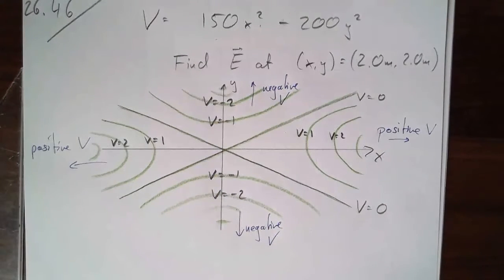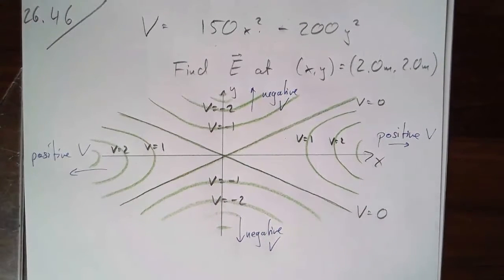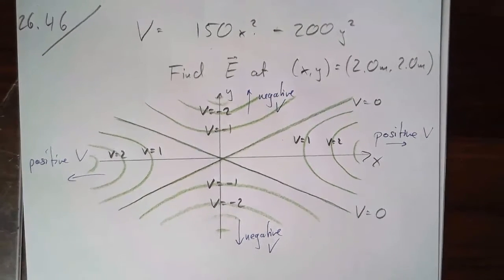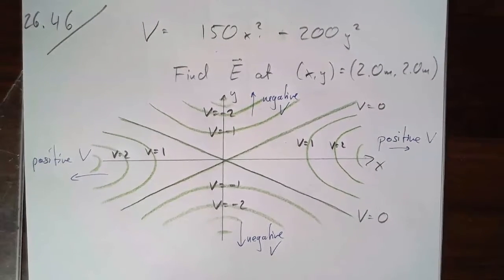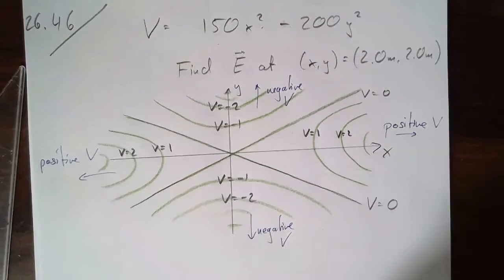Now the easiest way to see this is you go to some kind of graphing software. You can use something like Wolfram Alpha online and just type in plot this function.